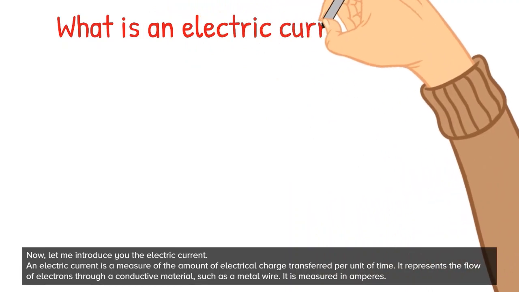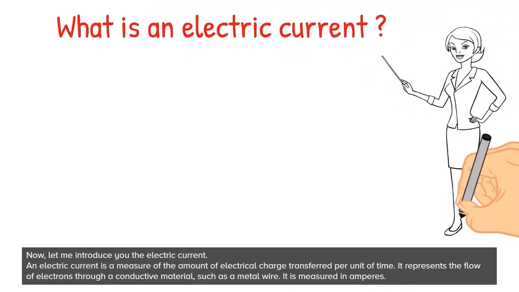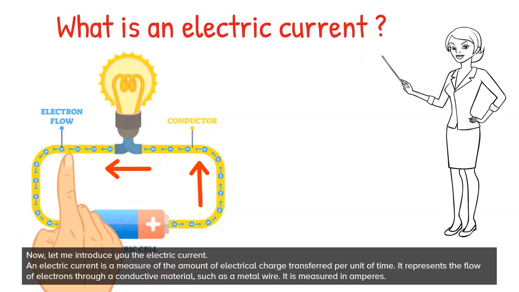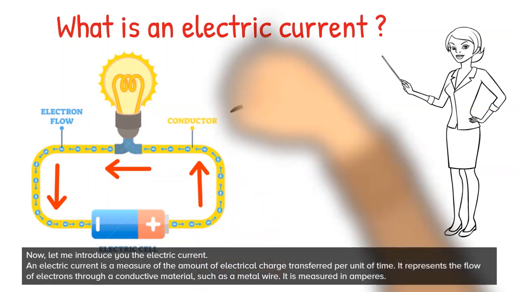Now, let me introduce you to the electric current. An electric current is a measure of the amount of electrical charge transferred per unit of time. It represents the flow of electrons through a conductive material, such as a metal wire. It is measured in amperes.